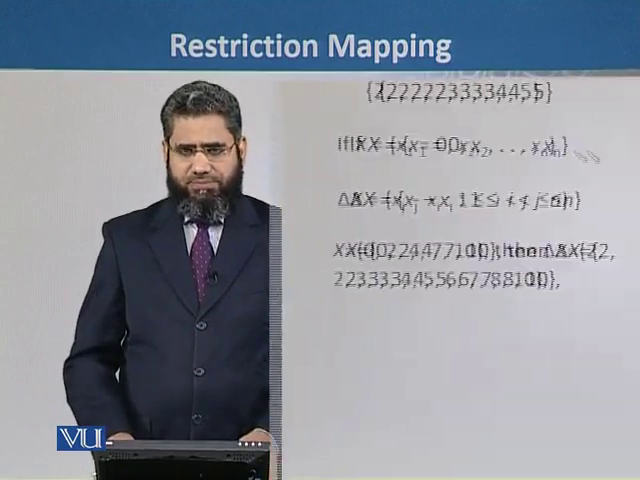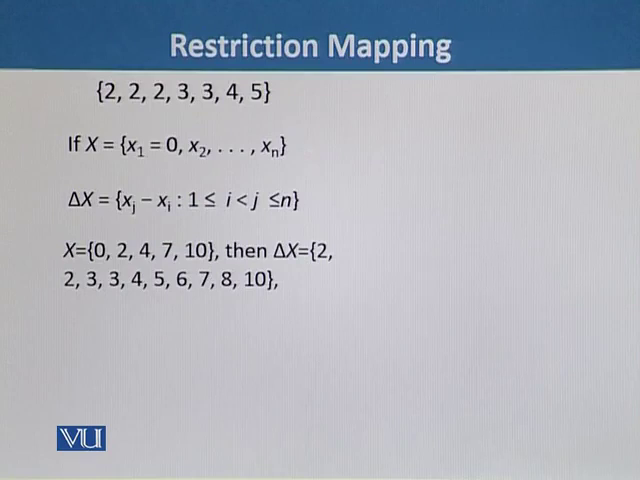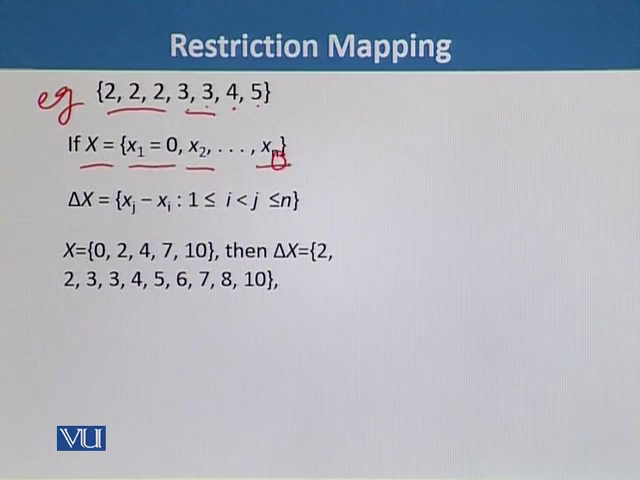mathematics and algorithms. To formulate the restriction mapping problem, we will introduce some notation. A multiset is a set that allows duplicate elements. For example, this set 2, 2, 2, 3, 3, 4, 5 is a multiset. That is a multiset of 2 and 3, in which 2 and 3 are repeating more than once. So if we assume that x1 is equal to 0, x2 and it will go up to xn, then it is a set of n points on a line segment in increasing order.